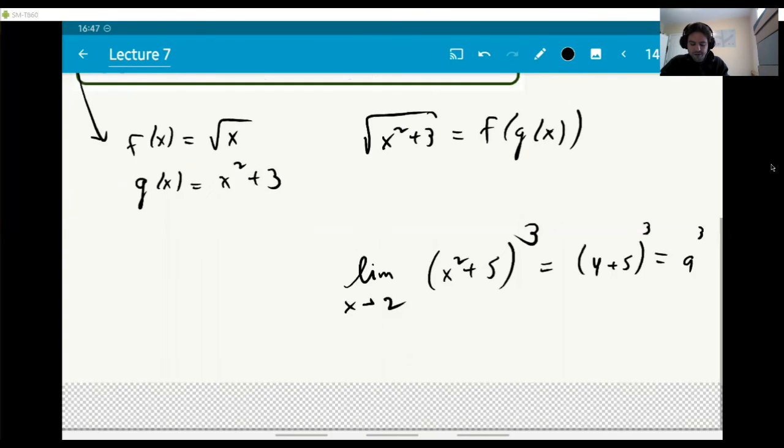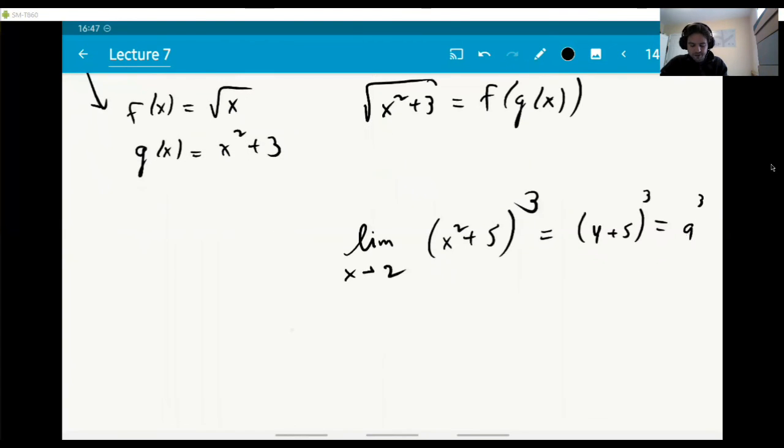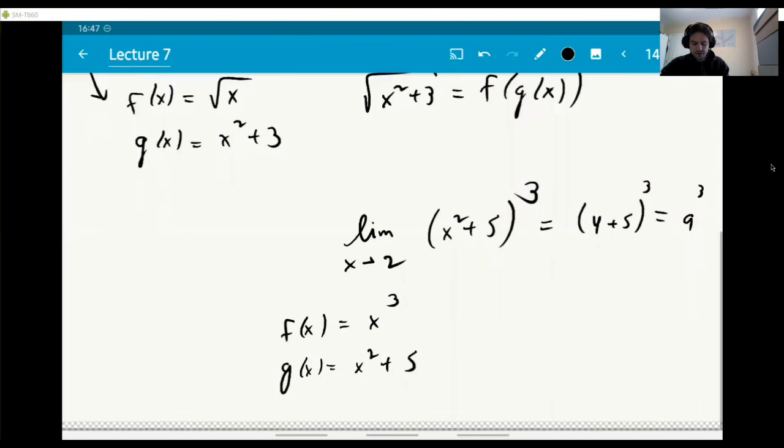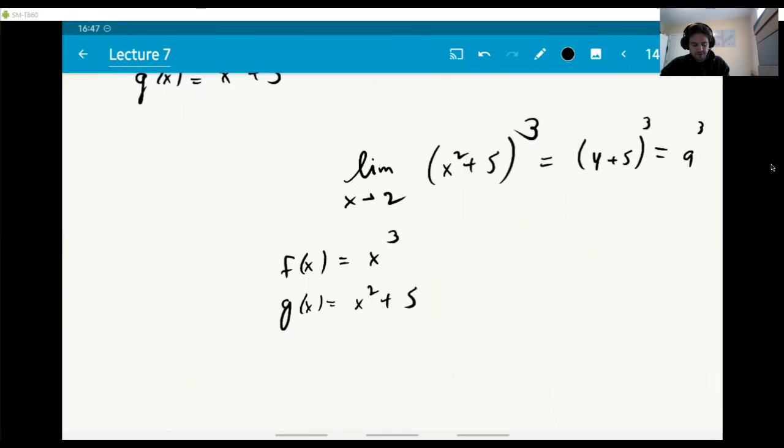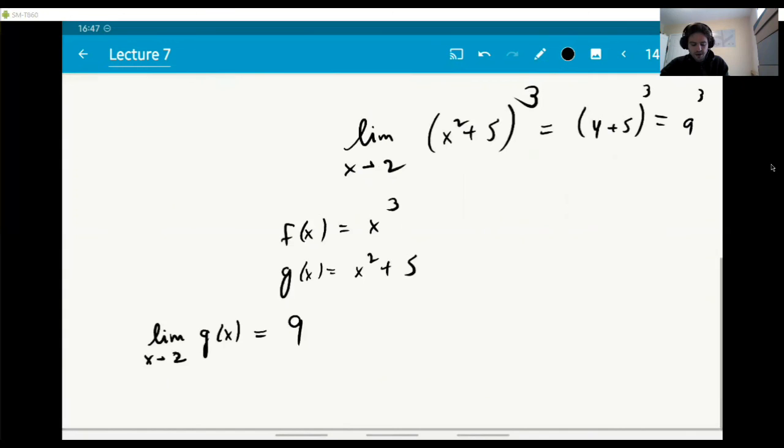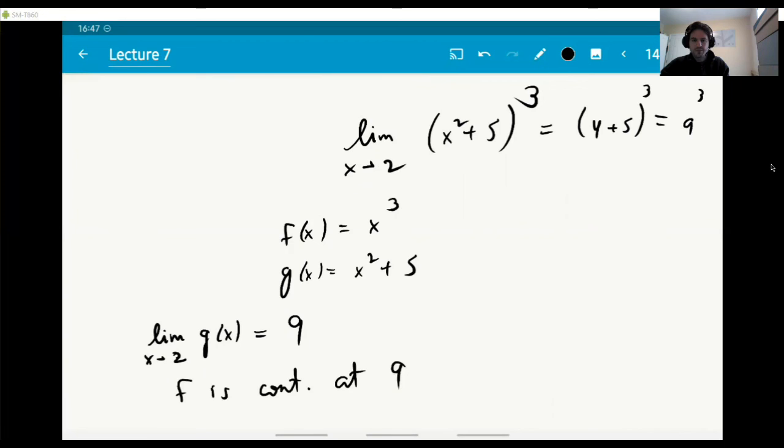That's this theorem here. What is actually going on is exactly this. The particular example that I just gave you is a composite function. The outside function is the cube, and the one inside is x squared plus 5. What we are actually saying is that, first of all, g of x has a limit. It's 9. And f is continuous at that number 9. Because f is the cube function that's continuous everywhere.